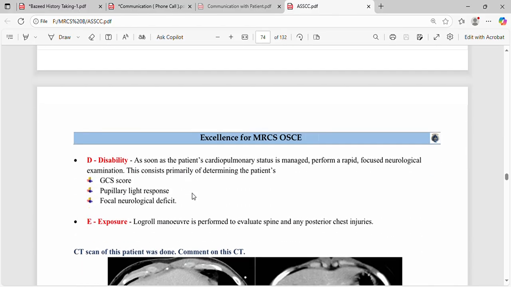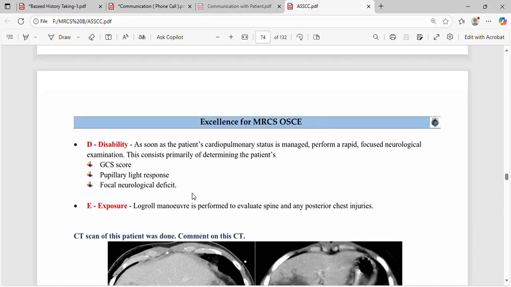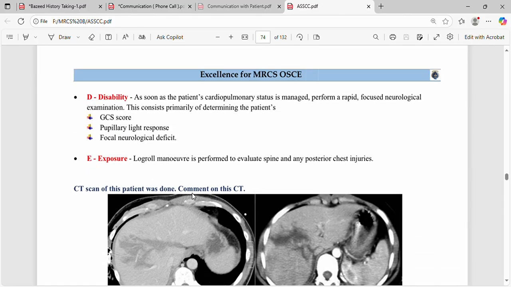D, the disability component. As soon as the patient's cardiopulmonary status is managed, perform a rapid focused neurological examination. This consists primarily of determining the patient's GCS, pupillary light response, and focal neurological deficit. Exposure: a log roll maneuver is performed to evaluate the spine and any posterior chest injuries.